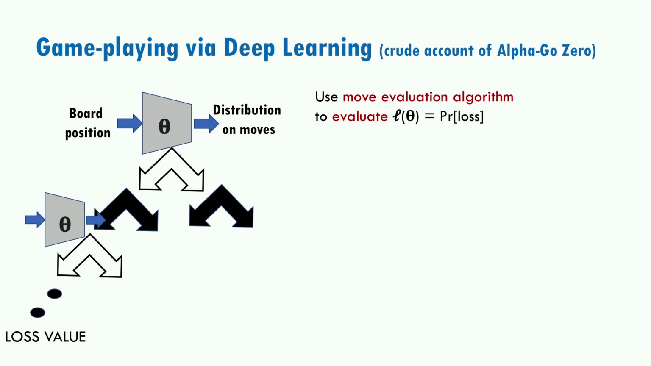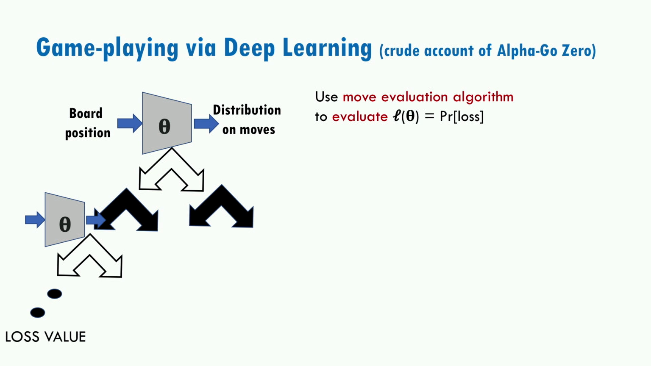And this loss function is just, given the current value of theta, you give it a board position, and it gives you a distribution of next moves. And using the loss evaluation algorithm, you evaluate the expected loss, and that's your loss function.